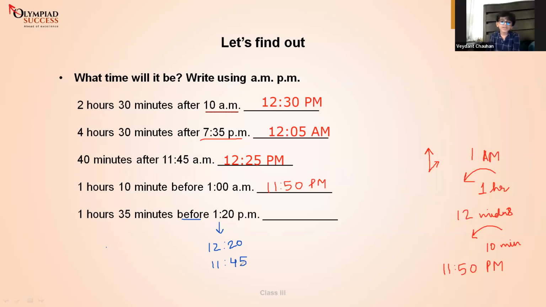It will be AM. Yes, because this is PM. This is the afternoon time. When you move back, this is again PM, 12:20 PM. But now when you're moving 35 more minutes, then you are getting 11:45 AM because it is not crossing 12. So this is AM. Now is this clear?